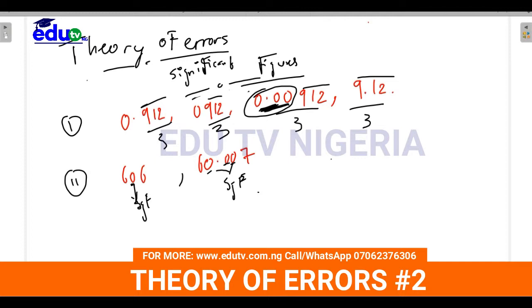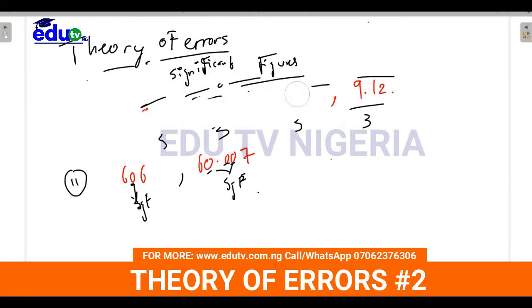Remember rule number 1: all digits are significant except zeros at the beginning of the number. Remember that rule, and you are sure not to make a mistake when doing calculations. And rule number 2: zeros between non-zero digits are significant. We have 5 rules, so let me go to rule number 3.